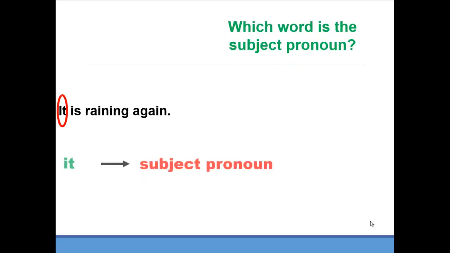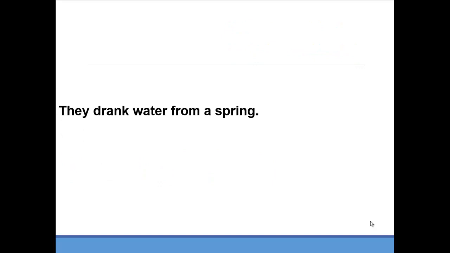It is raining again. Which word is the subject pronoun? It. They drank water from a spring. Which word is a subject pronoun? They.